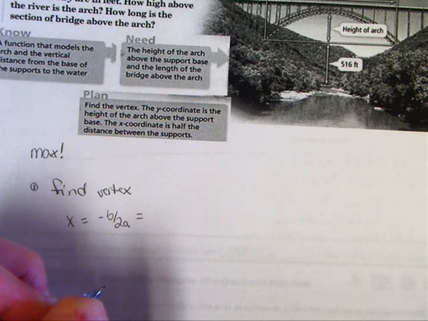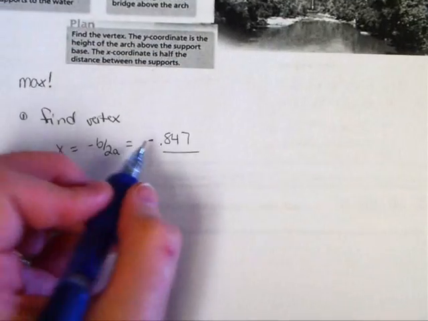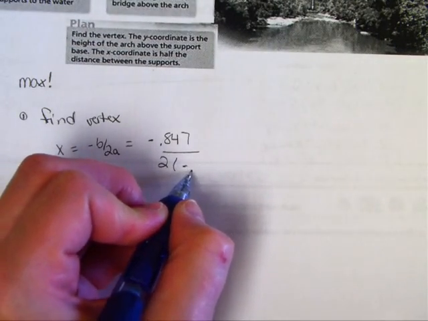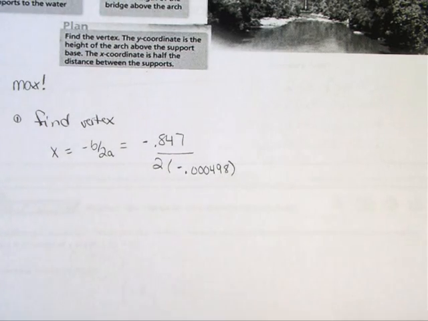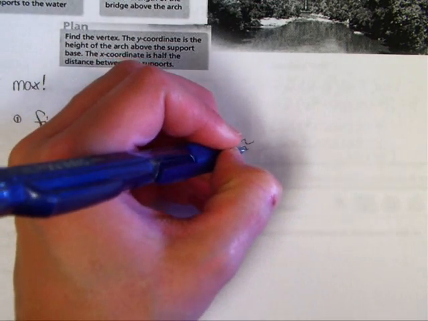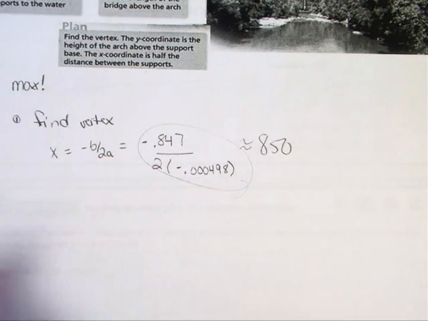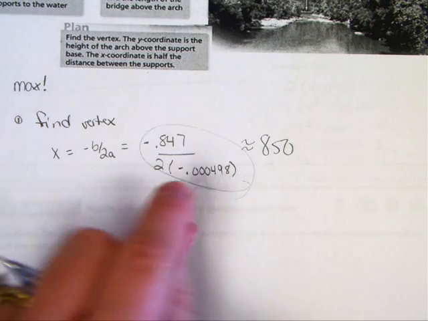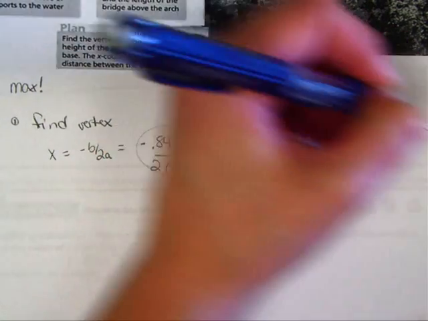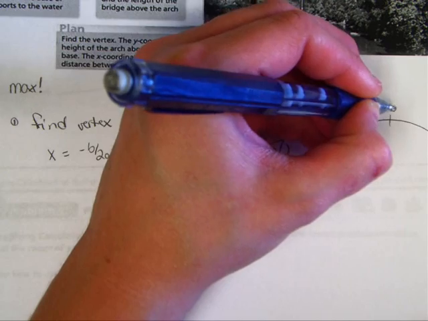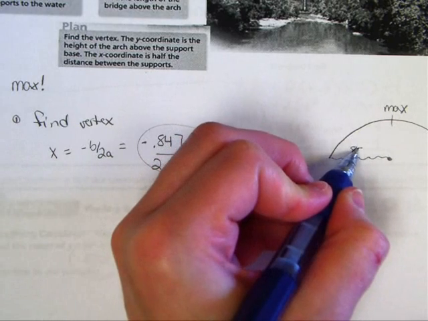We write x equals negative b over 2a. That's going to be a negative b, in this case it's negative 0.847, over 2 times a. In this case it's negative 0.000498. Work that out, get an approximate value. Should be 850. Make sure you put this in your calculator right, or else you're going to be way off. Now this is how far x is for it. So if this is the arch, and this is the max right here, you have found this distance. This distance is 850.